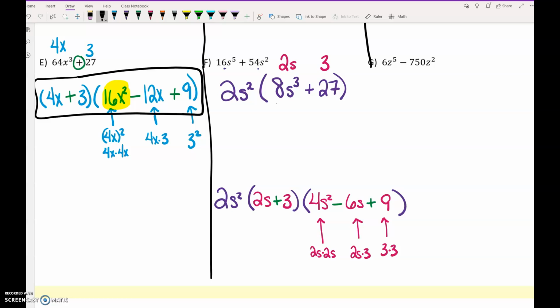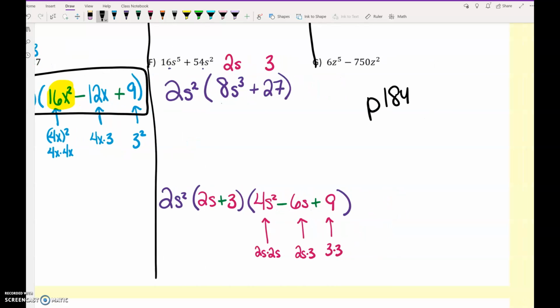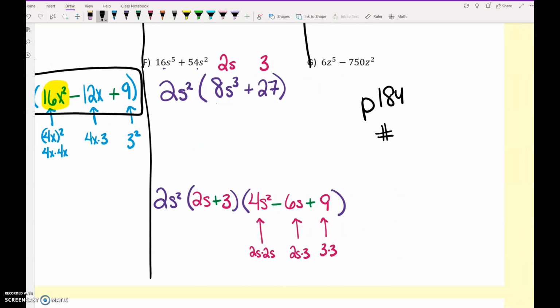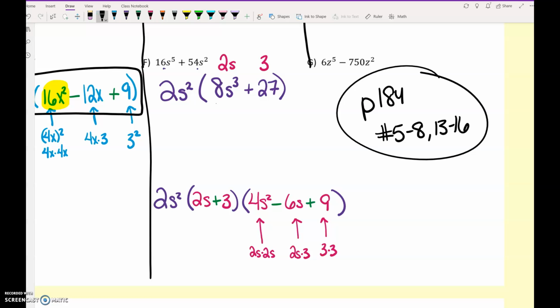All right, your assignment is in the book on page 184. I do have a PDF of that on my website, and the problem numbers are 5 through 8 and 13 through 16. Only one that'll be in the book.